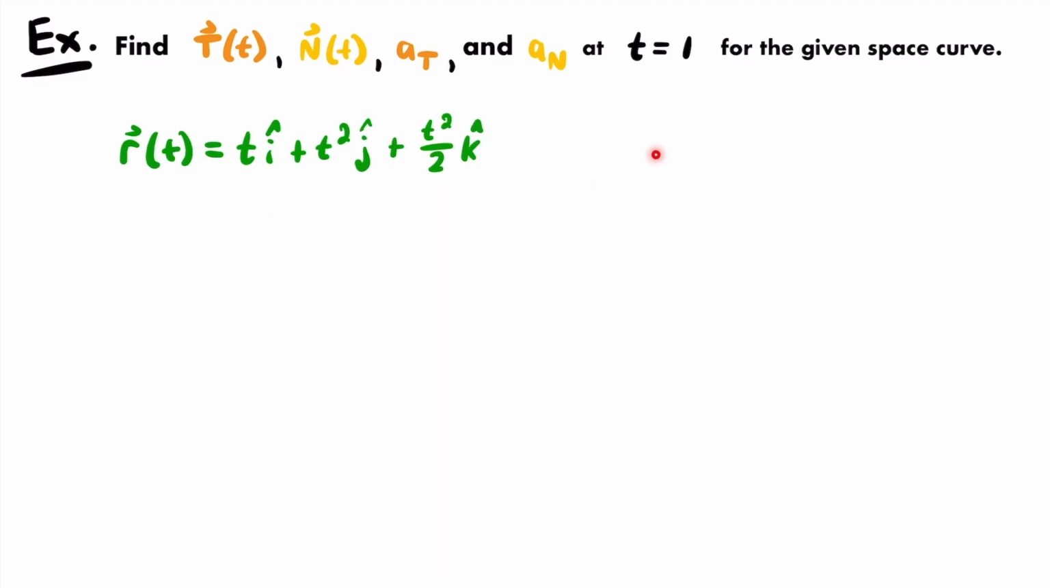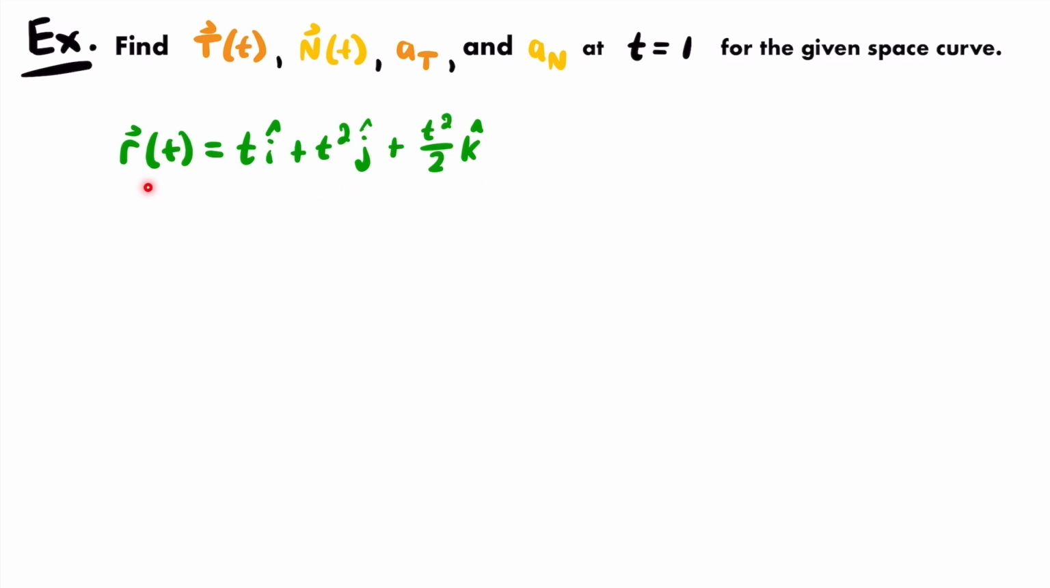Okay, so here's our final example. We want to find the unit tangent vector, the unit normal vector, as well as the tangential and normal components of acceleration at t equals 1 for the given space curve. And this time our space curve r of t is equal to ti plus t squared j plus t squared divided by 2 k.